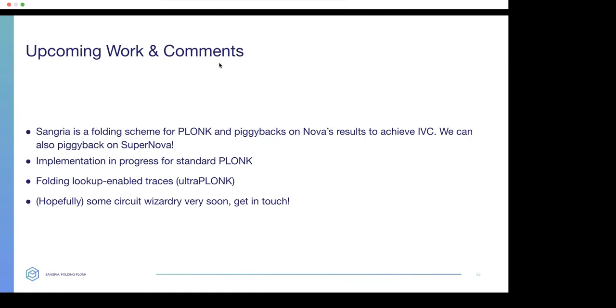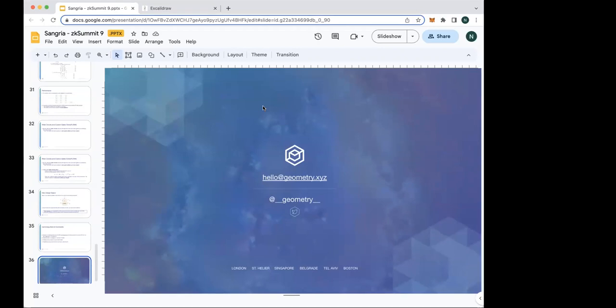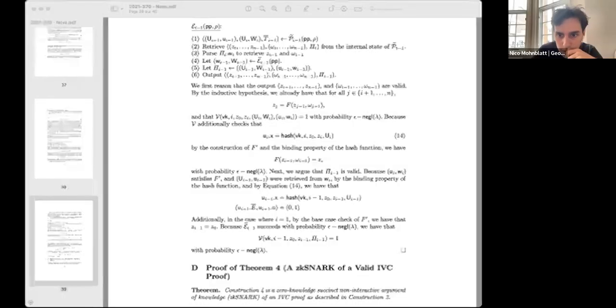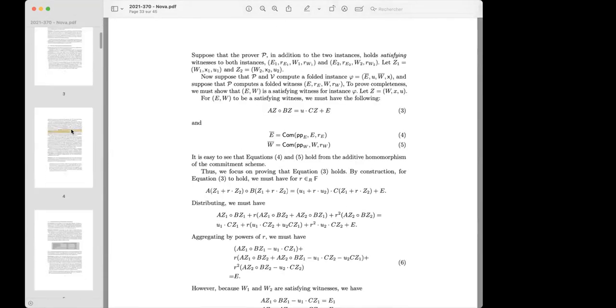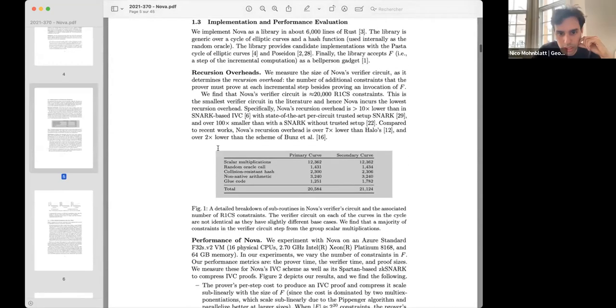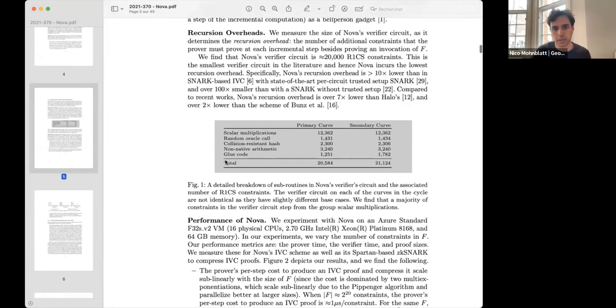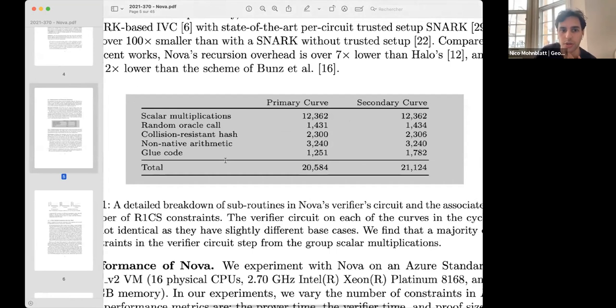I think that in Nova, the recursion circuit cost is dominated by hash, not by point addition, because point addition, at least if you are using a 2-cycle, is very cheap. So this is kind of the count. I hope this is big enough in their circuit.